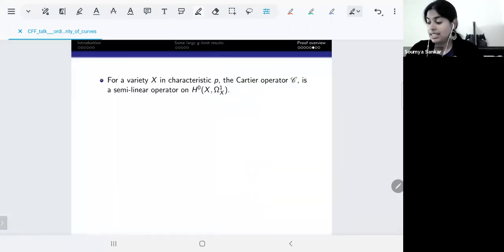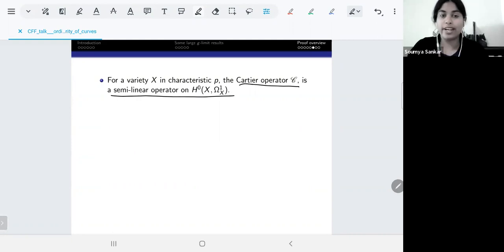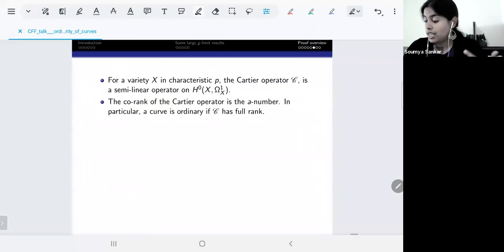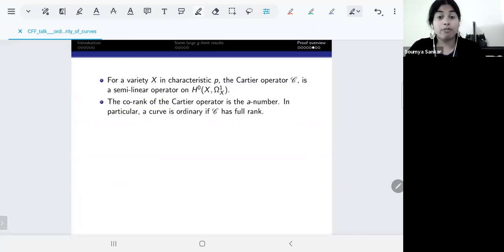Okay, and so this brings us to, well, how do you actually calculate these? How do you determine when a curve like this is ordinary? For this, we use the work of Elkin. Again, this is something that has come up before, which is the Cartier operator, right? Which is a semilinear operator on the space of differentials of any variety in characteristic p. And the Cartier operator is known to be related to the a-number. So the co-rank of the Cartier operator is the a-number. And so in particular, if you want ordinary things, you're looking for full rank matrices.